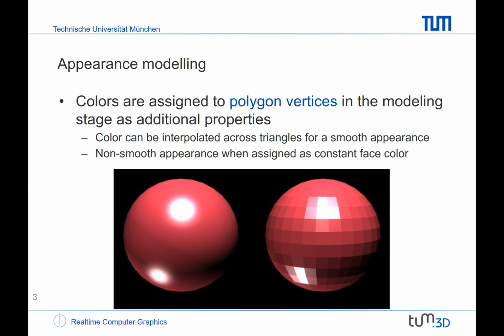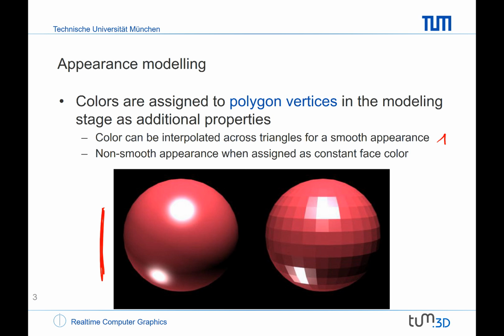And then we have two different options. The first option, and that is what you see here on the left-hand side, is that you just take the vertex colors and you then smoothly interpolate these colors across the triangles. And this gives the smooth appearance we see here on the left-hand side.